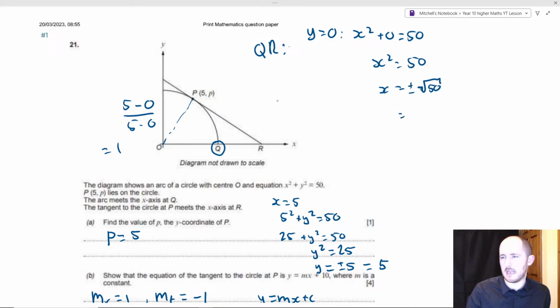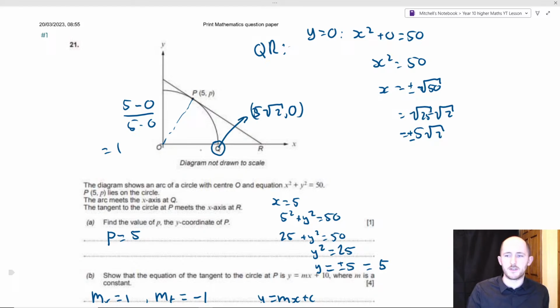So we can simplify that. We can make it root 25 root 2. So that's just going to be 5 root 2. And again, technically it's plus or minus. But if I look at what Q is on the positive x-axis, right? So I know that the actual coordinate there is the positive version. So 5 root 2 comma 0.